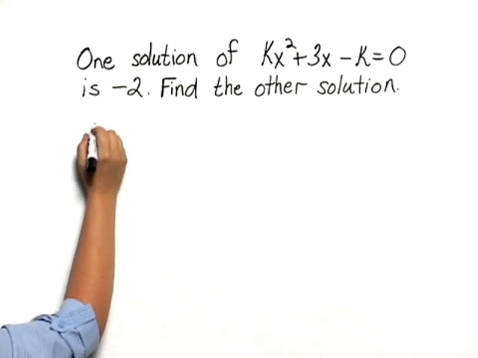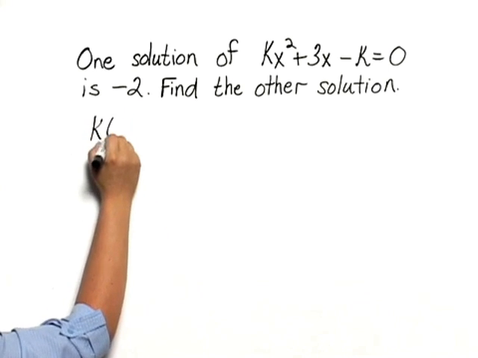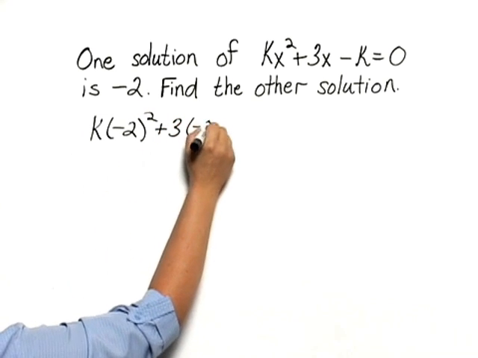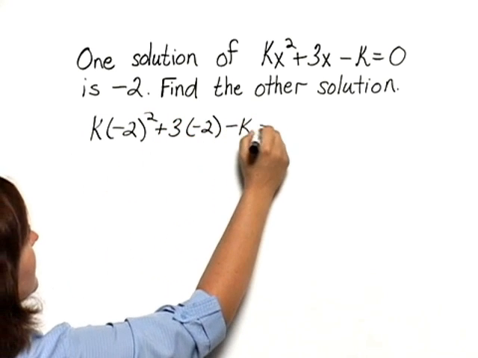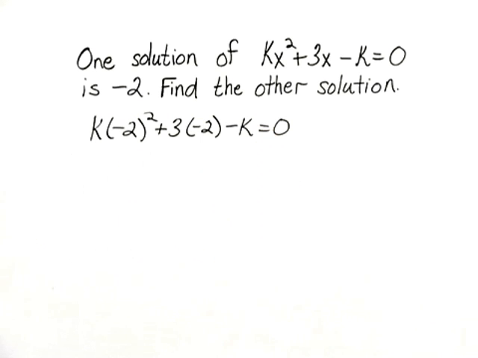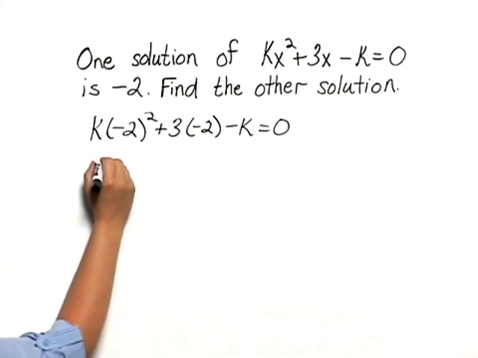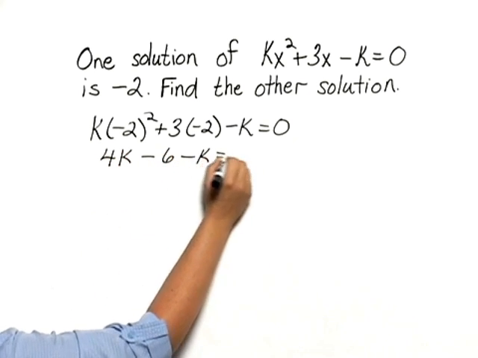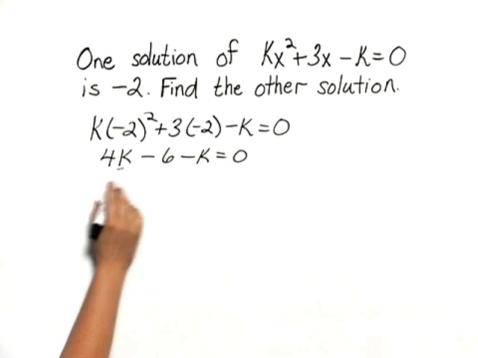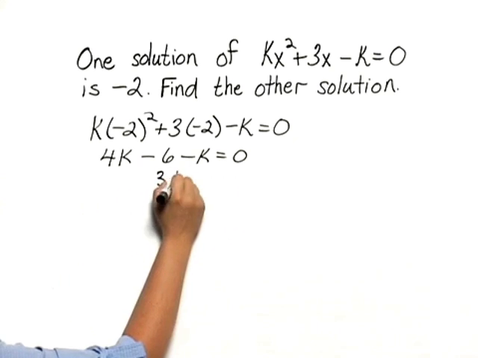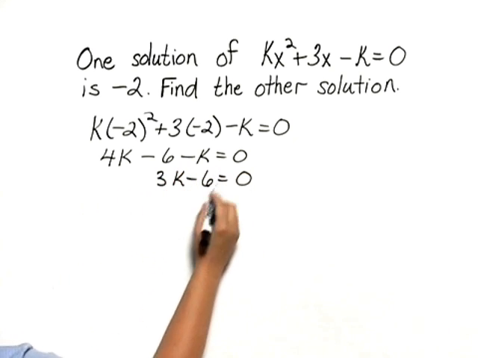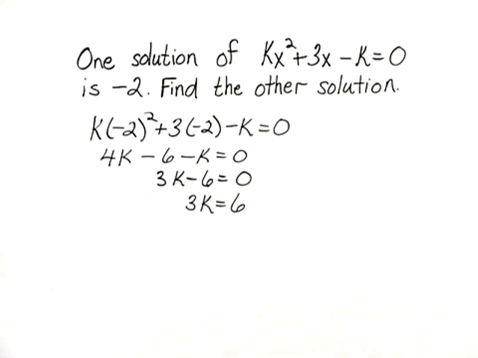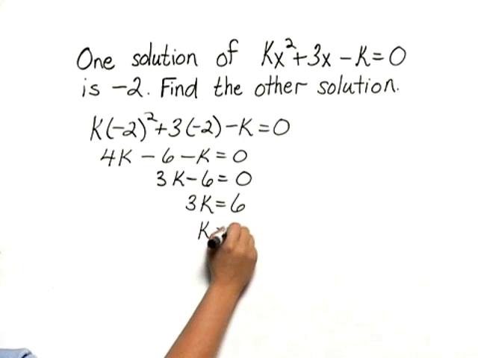So if we substitute -2 for x, we would have k times -2 squared plus 3 times -2 minus k equals 0. And now we could solve this equation for k. We would have 4k minus 6 minus k equals 0. 4k minus k is 3k. 3k minus 6 equals 0. Adding 6 to both sides, 3k equals 6. And dividing both sides by 3, we have k equals 2.